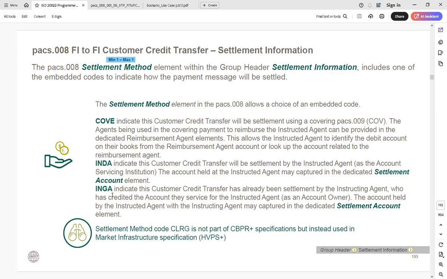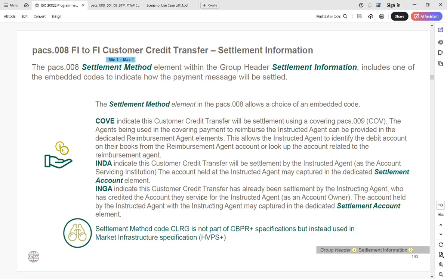Then INGA means instructing agent. Okay, who is doing the settlement of the payment is INGA. Typically, if someone wants to test your knowledge of ISO 20022 fields, they will ask this question: how many settlement methods are there and what are they? And they purposely ask one tricky question, that can I do the clearing by a payment method called CLRG. They want to trick you to see whether you are able to understand or not.